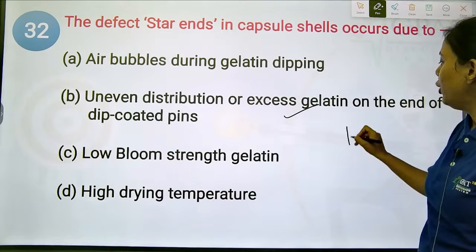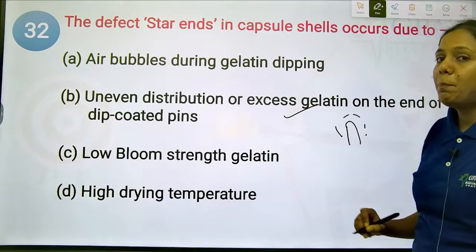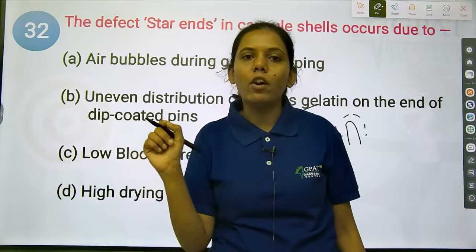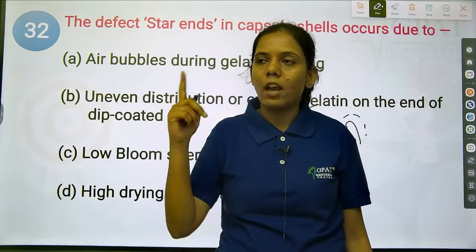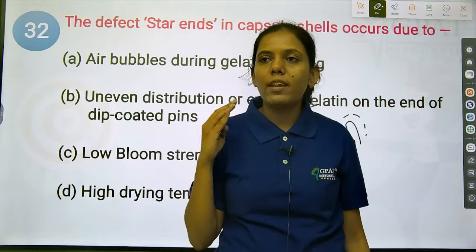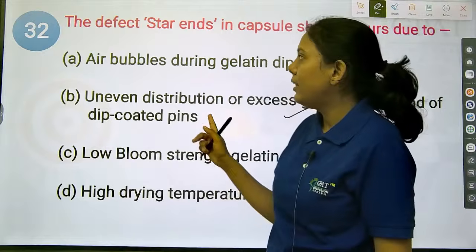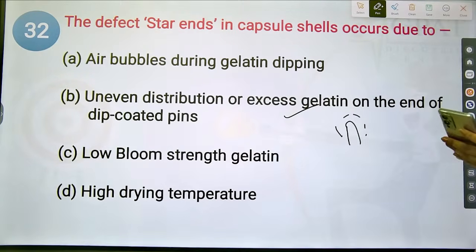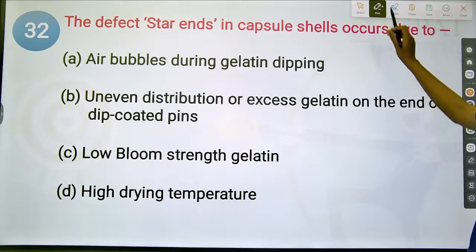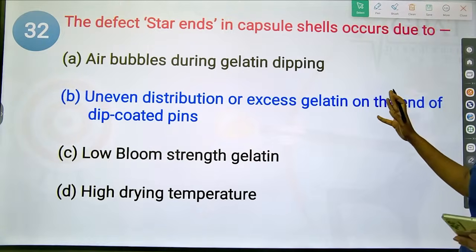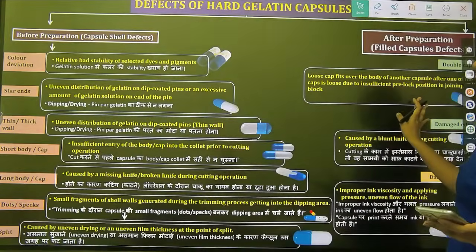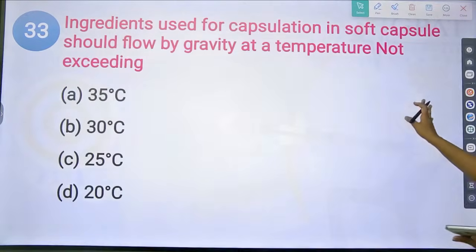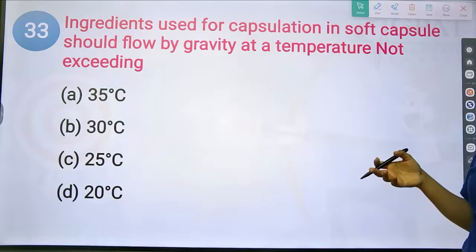That is the reason you do the spinning technique, right? Spinning will make sure that there is no accumulation at one end of the capsule, which gives the star end. So if you spin it properly and make sure there is an even distribution, then star ends will not happen, okay? So uneven distribution, very good all of you. Option B is the right answer. So these are some kinds of defects that if you read, you can understand very easily, twinning and all.